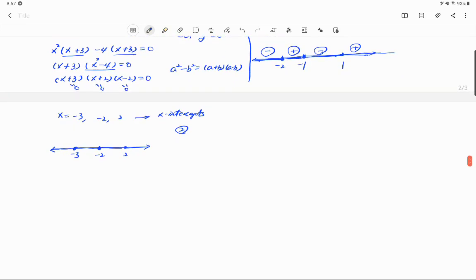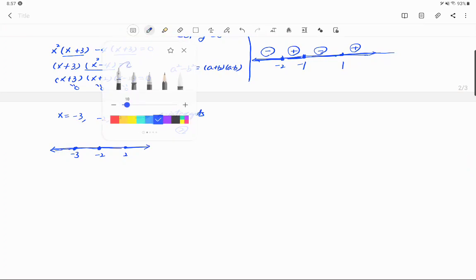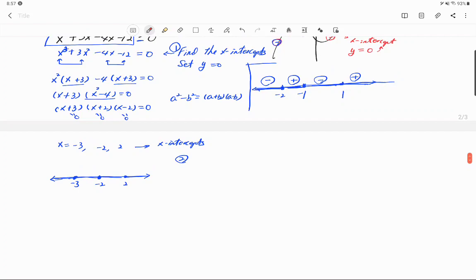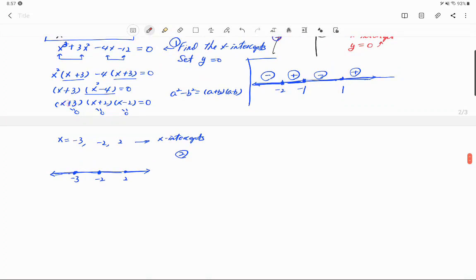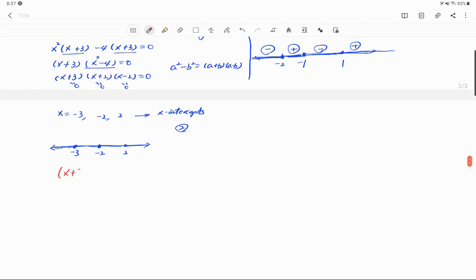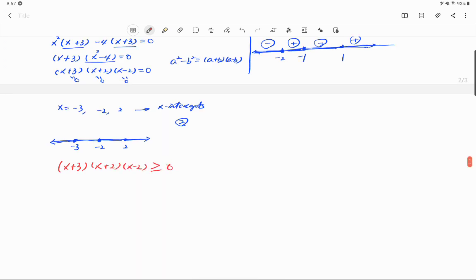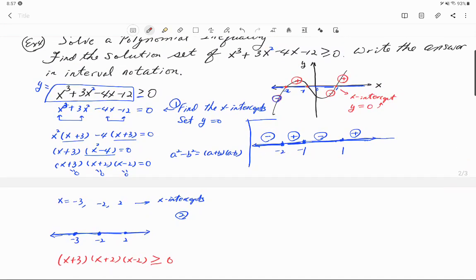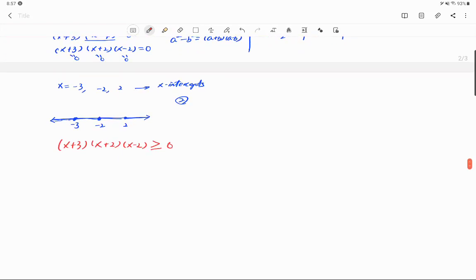Okay, so why don't we plug in any value that is less than negative 3? So let's try negative 4. Let's use the factor form: x plus 3, x plus 2, x minus 2. So this function must be greater than or equal to 0, right? That's given from the original inequality. So when we plug in negative 4, what happens?